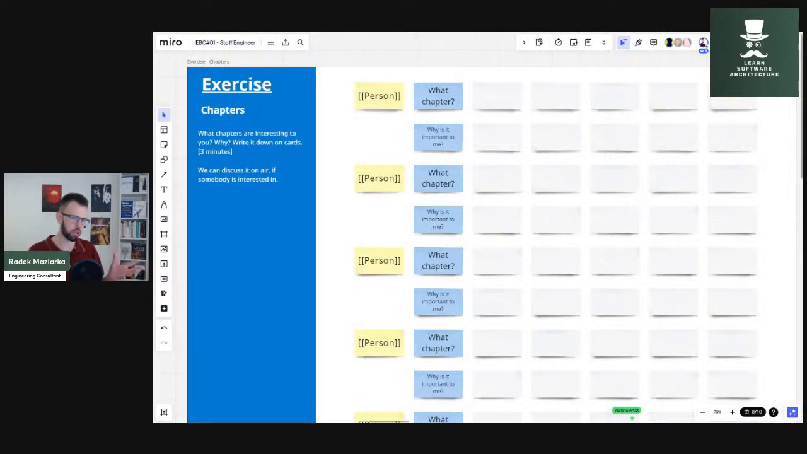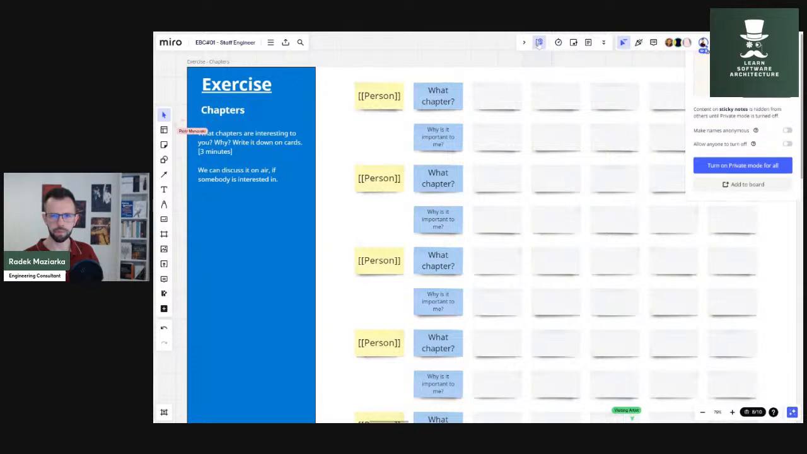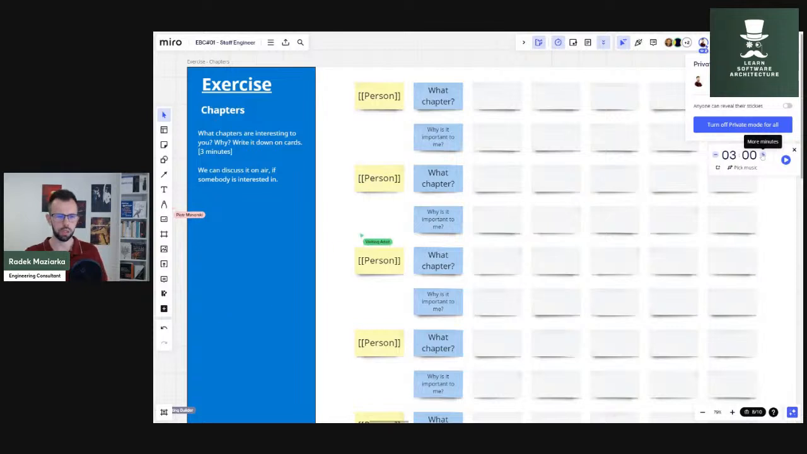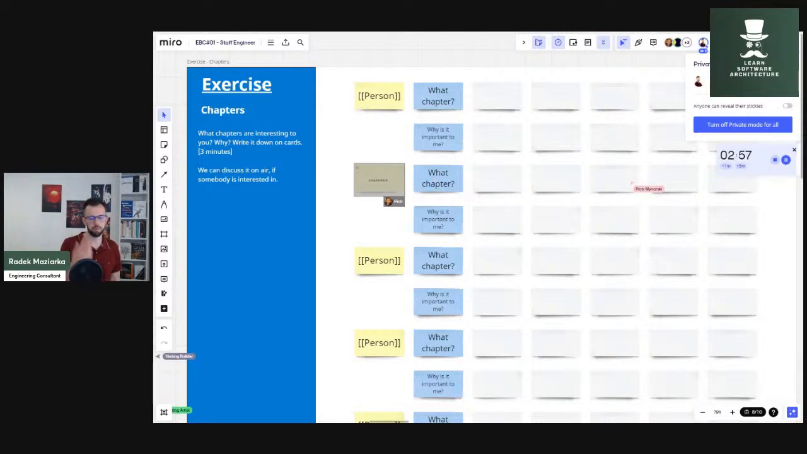So there is another exercise, short exercise about these chapters. So please write down what chapters are interesting to you. Please write down also why are they important to you. Write this information on card. There will be another 3 minutes. You can scroll through the table of content and write down your questions regarding specific chapters.